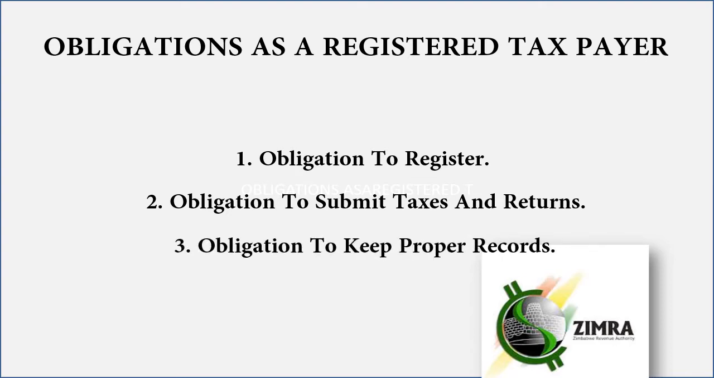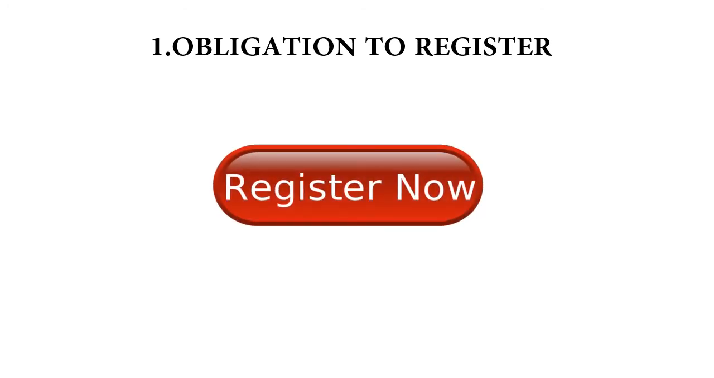And 3. Your obligation to keep reasonable and proper records and books of accounts and any other documents required to be accounted for in terms of the various acts administered by ZIMRA for at least 6 years. So, let's begin. Your first obligation as a business entity to the Zimbabwe Revenue Authority is to register your business within 30 days of starting it.